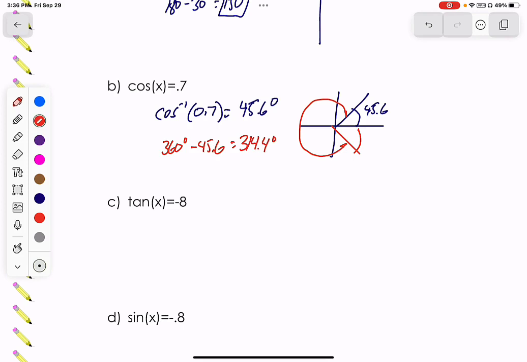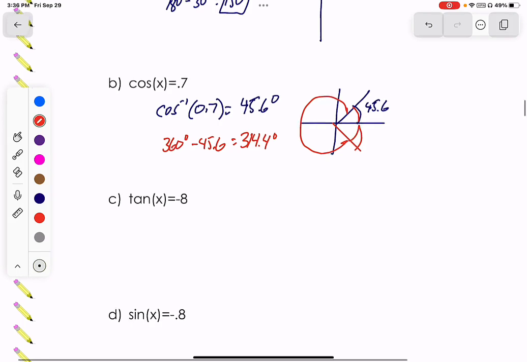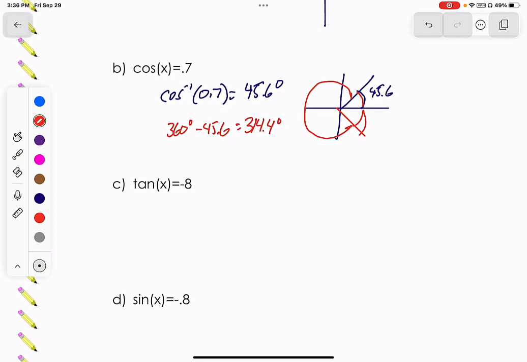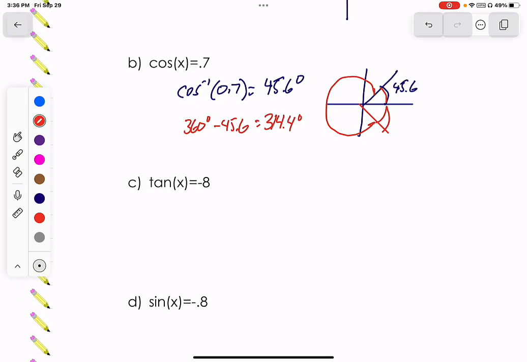Again, just to reiterate, we see that this angle and this angle have the same cosine. So in order to get that second angle, we have to subtract 45.6 degrees from 360, so that it's between 0 and 360. Problem C has a tangent of x equals negative 8.